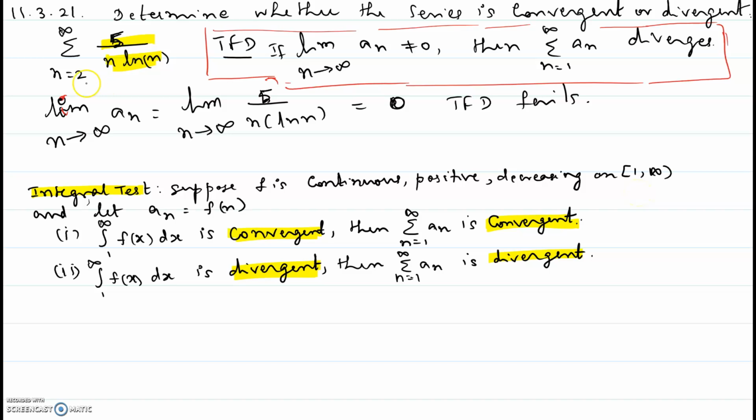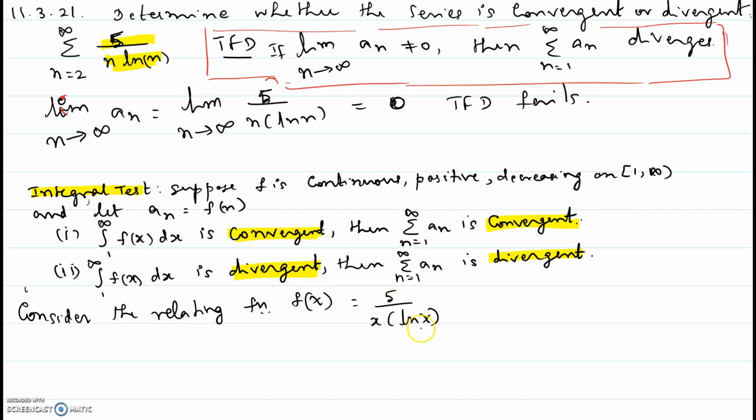So also note in the problem we have 2 through infinity. So it is enough if we consider the relating function and then prove the decreasing nature of the function on the interval 2 through infinity in this particular problem. So consider the relating function f of x, which is 5 over x times ln x. So in the series, we change the n to x. So that is the relating function, which is obviously continuous and positive.